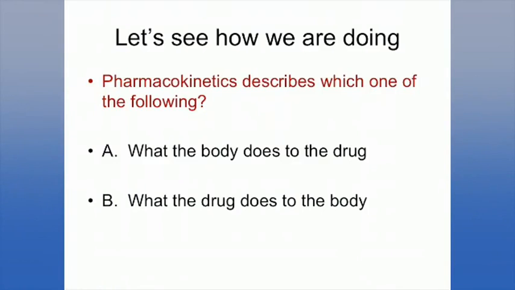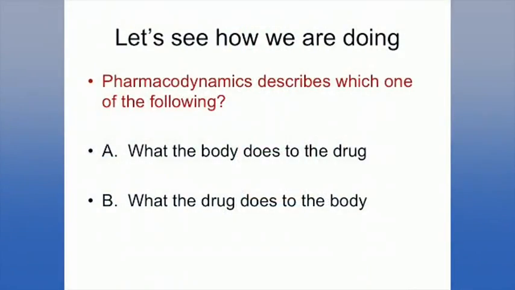Okay, so question number 2 then. Pharmacokinetics describes which one of the following? What the body does to the drug, or what the drug does to the body? And I'll give you a second to try and think that one through. What the body does to the drug, what the drug does to the body. Pharmacokinetics describes what the body does to the drug. Remember, broadly speaking, pharmacokinetics is really the process whereby the body's responding to having something foreign in it and trying to deal with it and eliminating it.